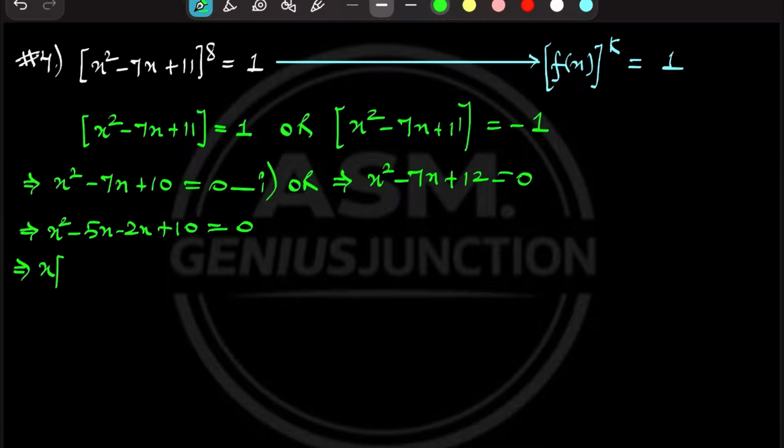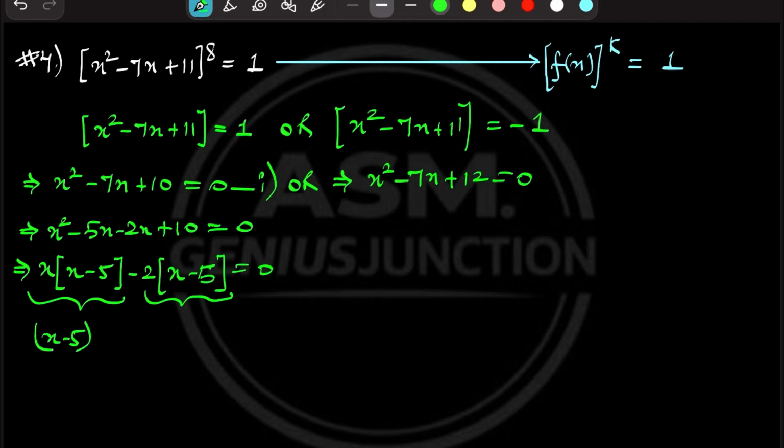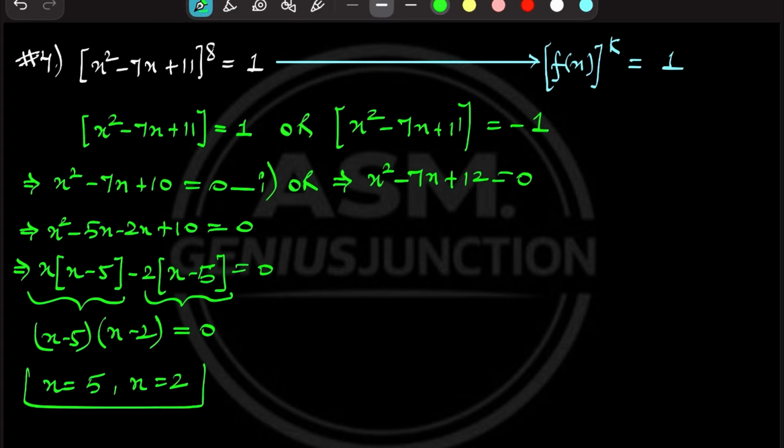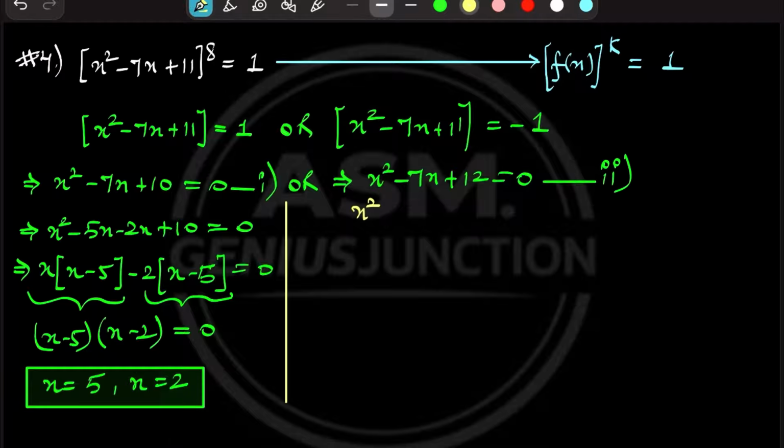I will take out x common and I'm left with x minus 5, minus this time 2 common and I'm left with x minus 5 again equals to 0. Let's take out x minus 5 common, and x minus 2 is left as the final answer. So you will get x is equal to 5, x is equal to 2 as the solutions of equation number 1. Let's move on with the solution of equation number 2. This is x square minus 7x plus 12. So I need two numbers whose product is 12. That is minus 3x minus 4x plus 12 equals 0.